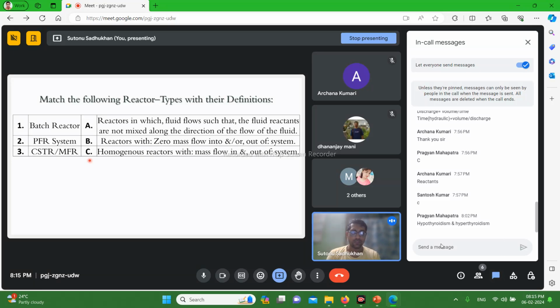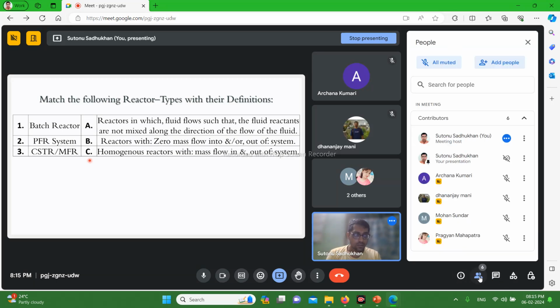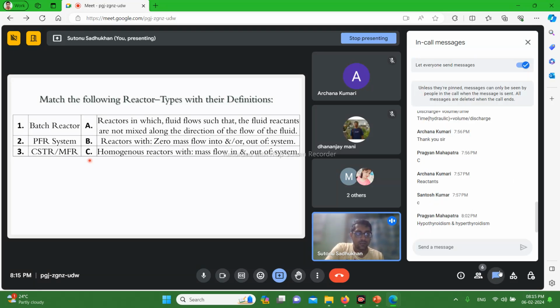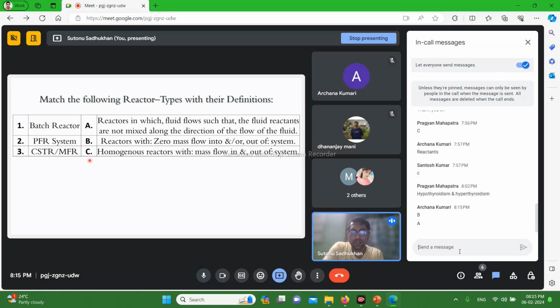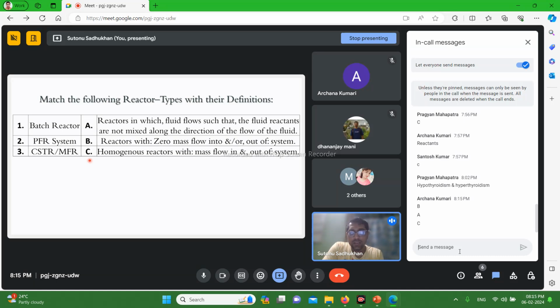Four people are there: Archana, Dhananjay, Progyan, and Monohar. Any one of you, just type the correct order in the chat box. I hope the question is understandable. On the left hand side there are types of reactors, and on the right hand side their definitions are provided.